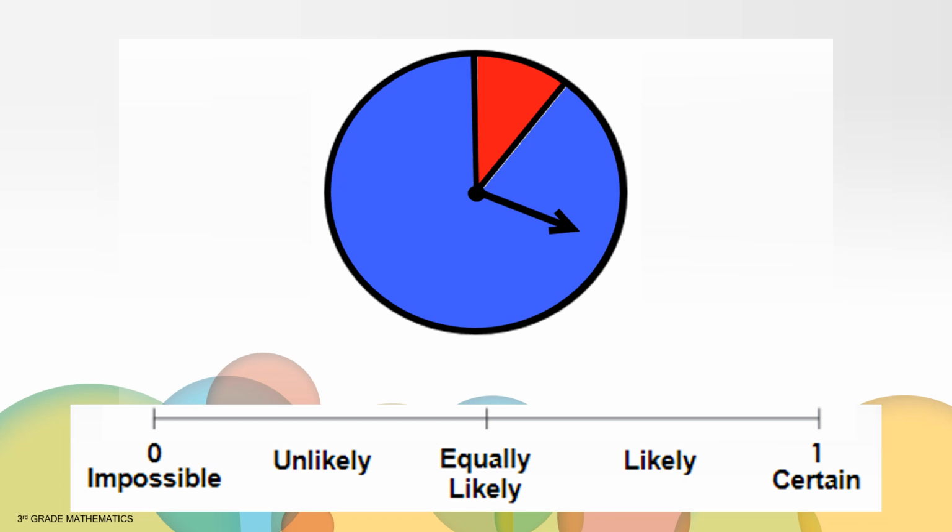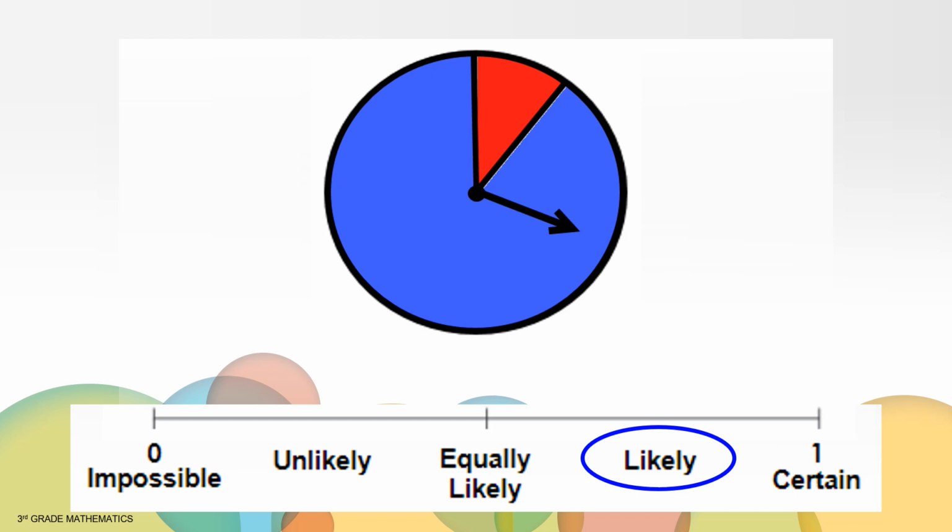So what if I wanted that arrow to land on blue? Write down which word you would use to describe the probability of that happening. It is likely for me to land on blue. How do you know that? You may have said that it is likely because the part of the spinner that is blue is much larger than the part that is red. You may have also noticed that the blue part of the spinner is more than half of the entire spinner.